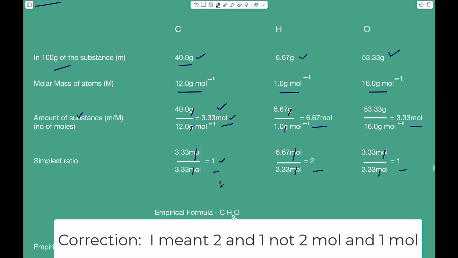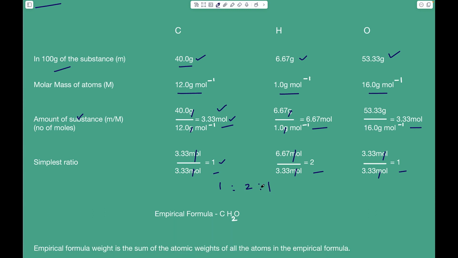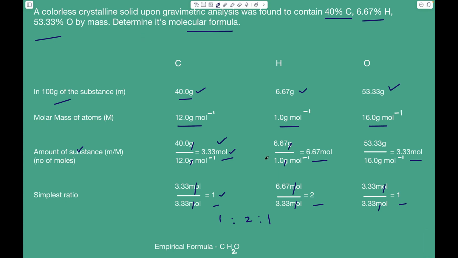So what does this simplest ratio 1:2:1 tell us? It tells that in this unknown compound, for every mole of carbon atoms, there are 2 moles of hydrogen atoms and 1 mole of oxygen atoms. Remember, it doesn't matter whether you start with 100 grams of the substance or 1 gram of the substance or 500 kilotons of that substance, because all molecules of this compound are identical. The relative proportion of the number of moles of atoms must be the same. Don't miss that logic.